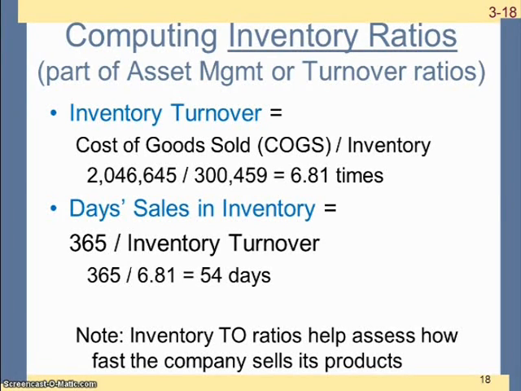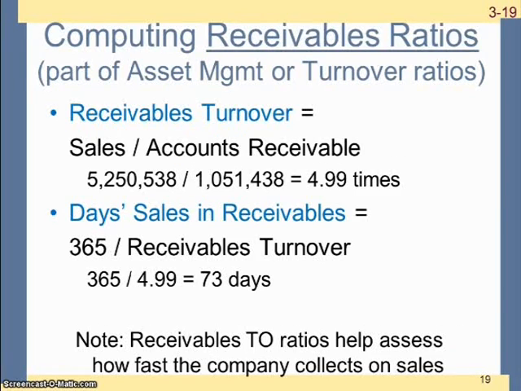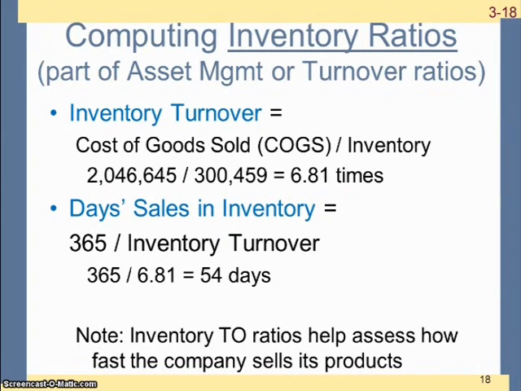Common examples of asset turnover ratios include inventory turnover, days sales in inventory, receivable turnover, and days sales in receivable. Let's look at the first one. There's inventory turnover. Inventory turnover tells how many times the company's inventory is sold and replaced over a period. It can be calculated as cost of goods sold divided by inventory.